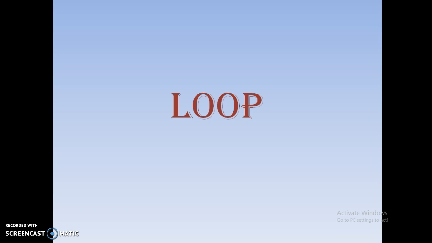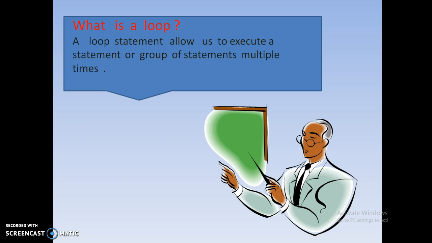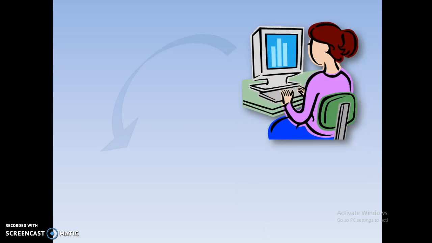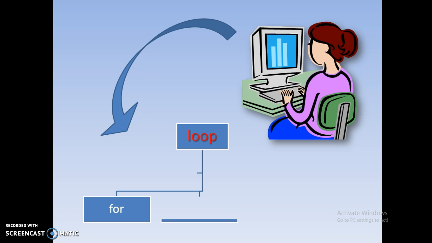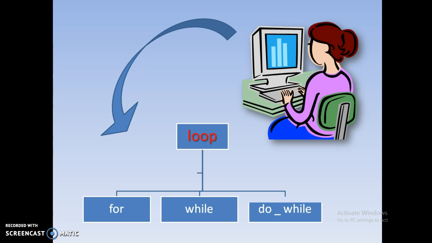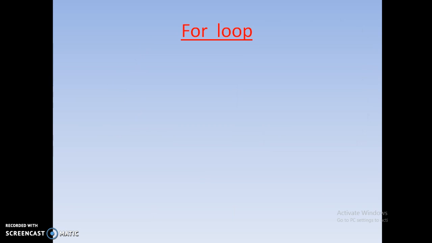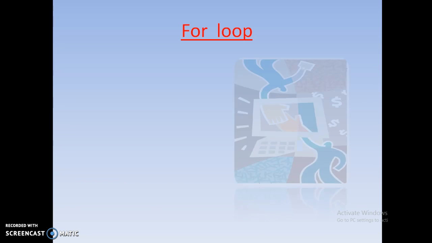This YouTube video is based on loops. First, what is a loop? A loop statement allows us to execute a statement or group of statements multiple times. Now, in C and C++, the loops can be broadly divided into three: for loop, while loop, and do while loop.